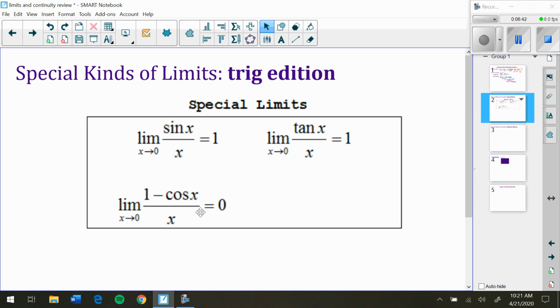Make sure they're clear on your notes sheet so that you can use them at any time. If it is something else, like the limit as x approaches pi over 2 of tangent of x, that we're just going to do like we were talking about before algebraically, plug in the value and simply evaluate.